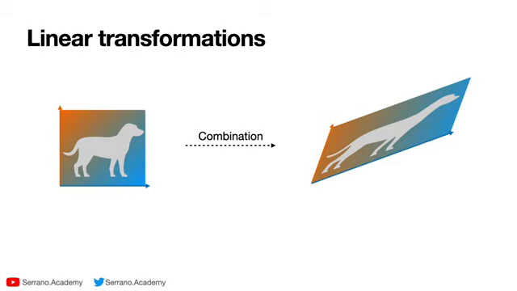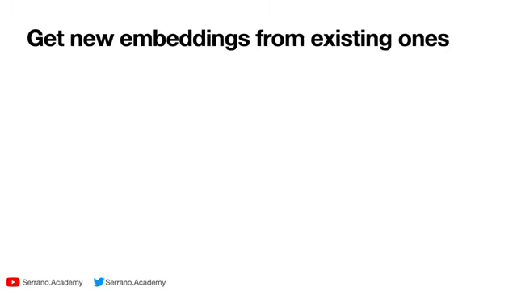And then the rest of the plane just follows this transformation, because on the left you have a plane full of little squares, and on the right you have a plane full of these parallelograms. So any transformation is a transformation for the whole plane or for the whole space. And why do we need these linear transformations? Because what we're going to do is get new embeddings from existing ones by applying linear transformations.